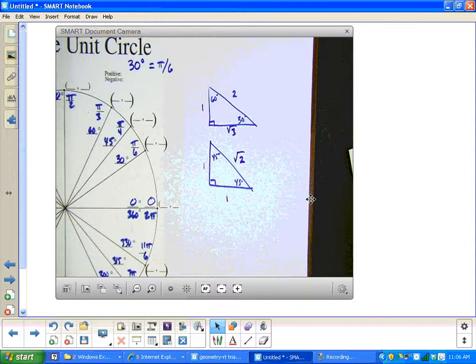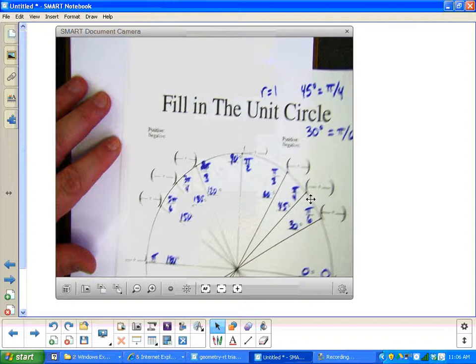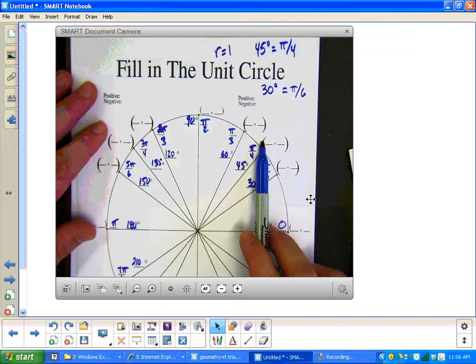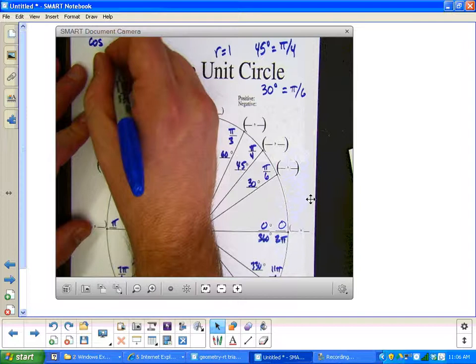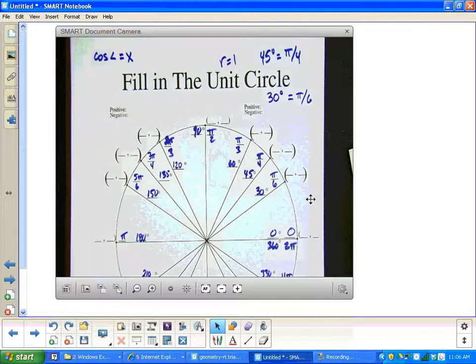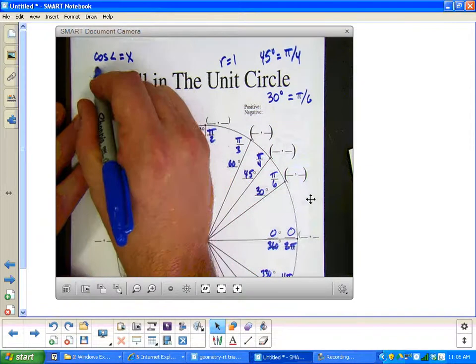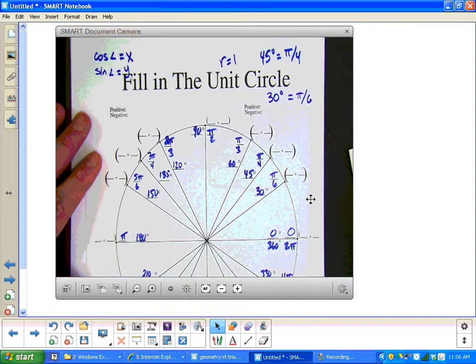Now, here's the other important thing that you need to write down. Write it down on the top left-hand corner, we've got some room up there. In these ordered pairs, the cosine of the angle is the x-coordinate. Okay, cosine is the x-coordinate. And then the sine of the angle is the y-coordinate.